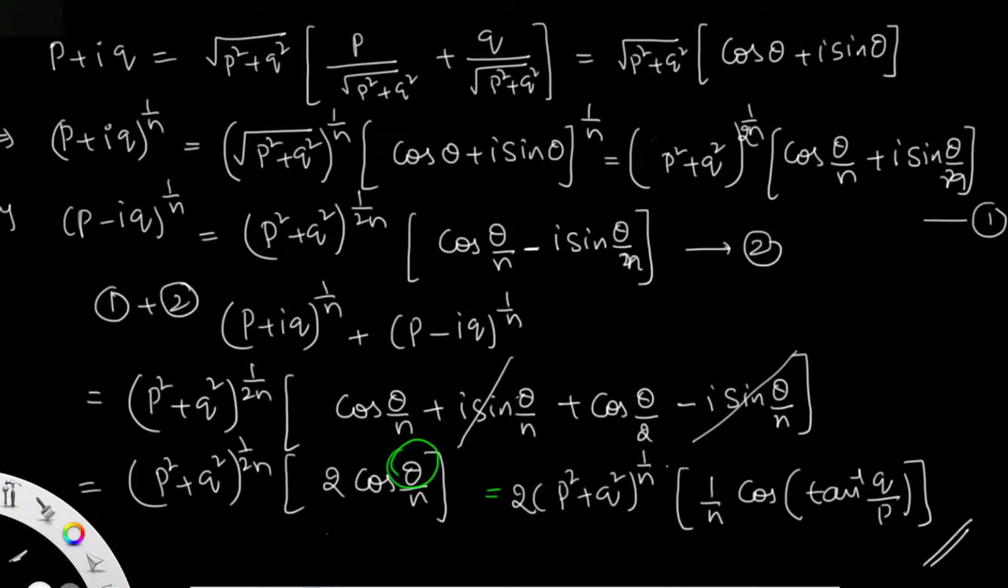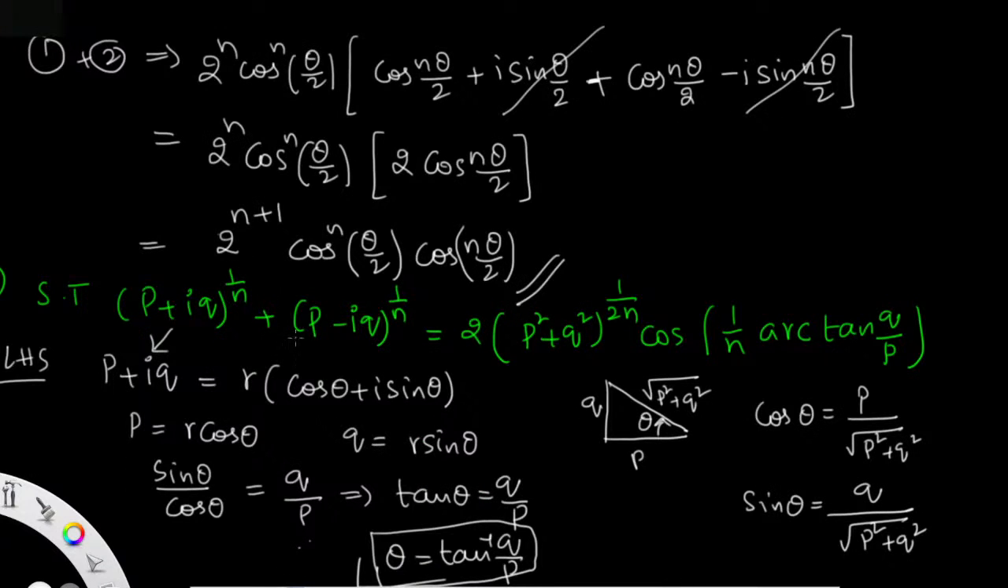So in the previous part, what we have learned: (p plus iq) whole to the power of 1 by n plus (p minus iq) whole to the power of 1 by n, we have to prove this term. Any complex number can be written as r cos theta plus i r sin theta, that is r into (cos theta plus i sin theta), where p equals r cos theta and q equals r sin theta. From this, in terms of tan: r sin theta by r cos theta is nothing but q by p. So tan theta equals q by p, then theta equals tan inverse of q by p. Cos theta is p by root over p square plus q square, sin theta is q by root over p square plus q square.